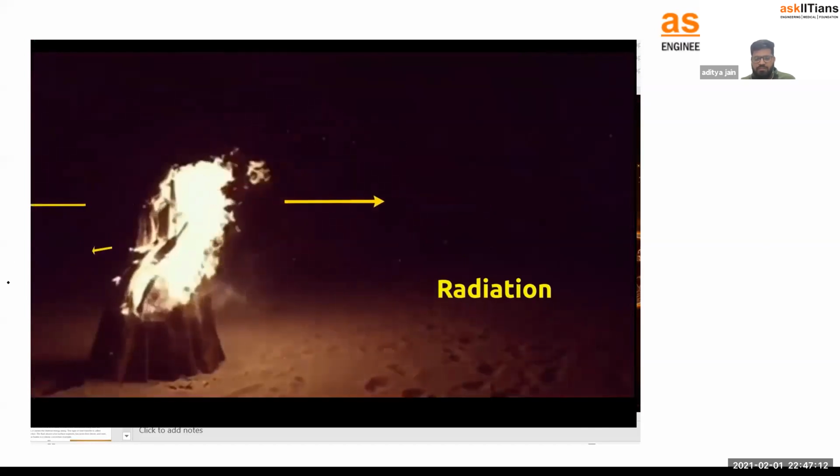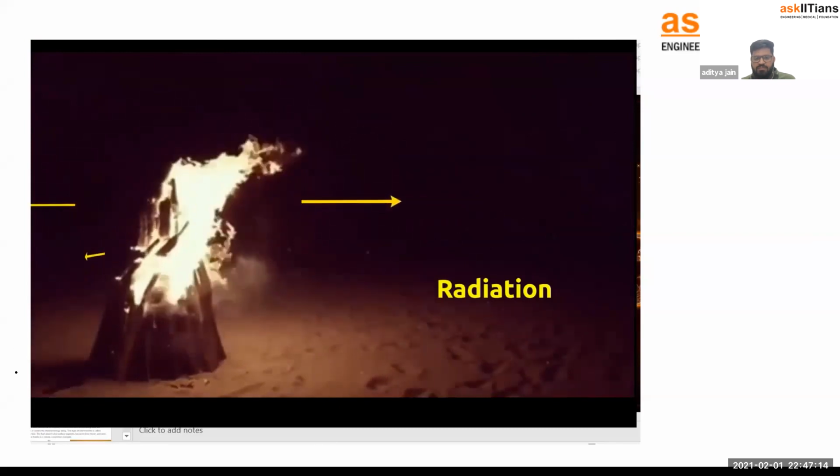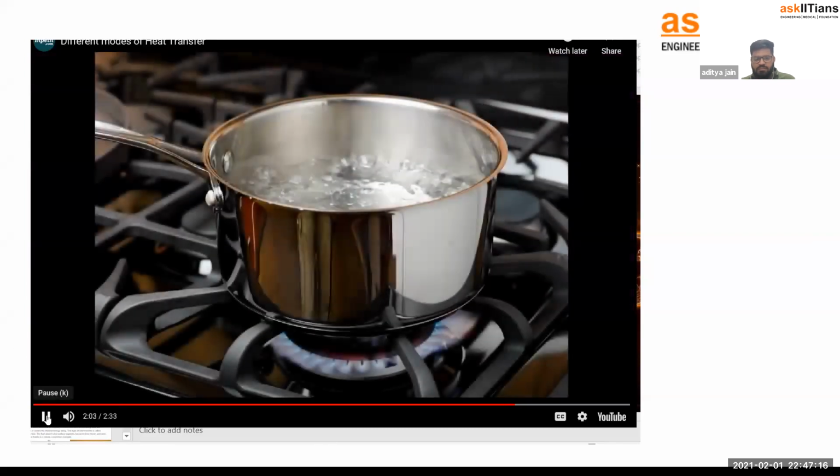In fact, every hot body radiates heat and becomes cold. See, every hot body or every object radiates energy, and after radiation, it gets cold because it has transferred its energy to another object or to the surroundings.